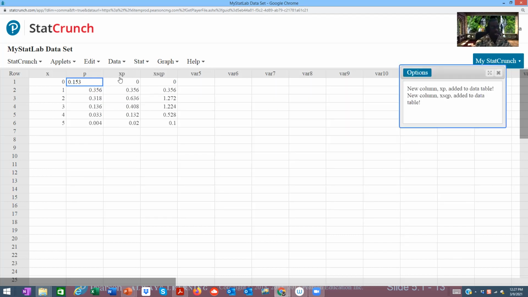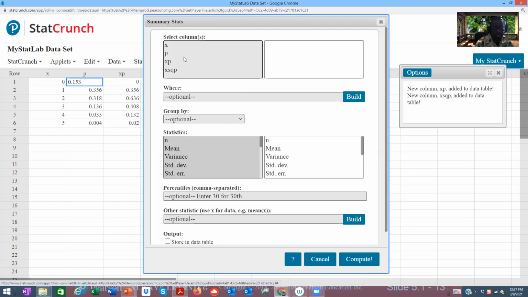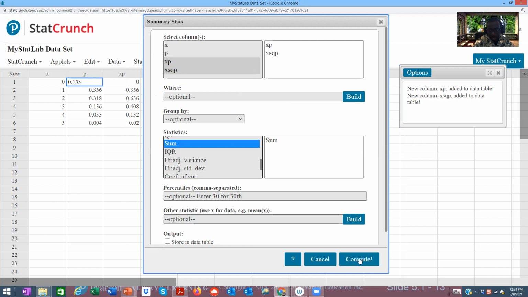As you can see, the x times the corresponding probability is the third column, and the x squared times the corresponding probability is the fourth column. But I need the sum of these. The third column will give you the mean. The fourth column will be part of the formula to calculate the variance. To get a sum, I go to statistics, summary statistics, and then columns. I need the sum for these two. Then in statistics I pick just the sum, and compute.